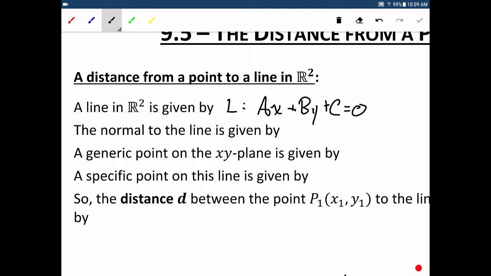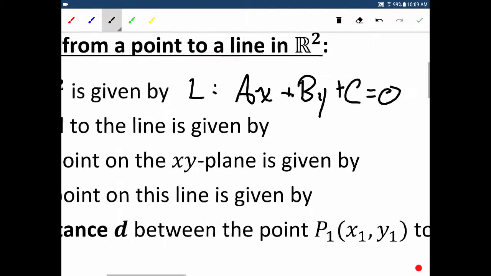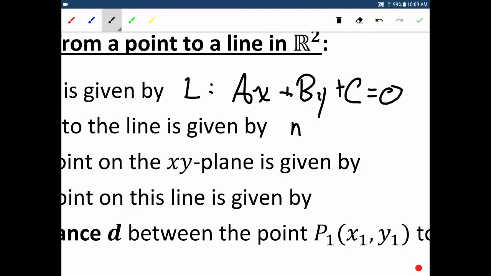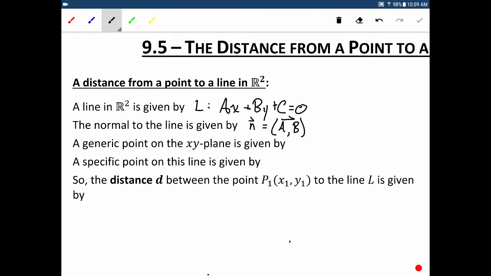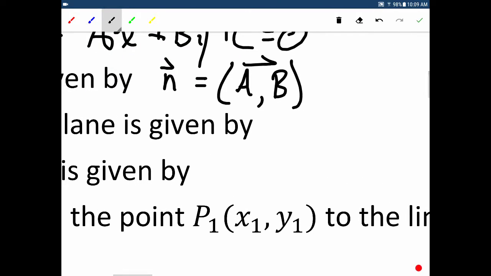The normal to this line then would be given by, which we'll call N, which is going to be AB. Okay? So, a generic point on XY, that's going to be, we'll call it point 1, and it's just going to be X1, Y1.